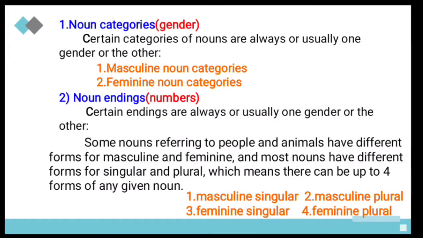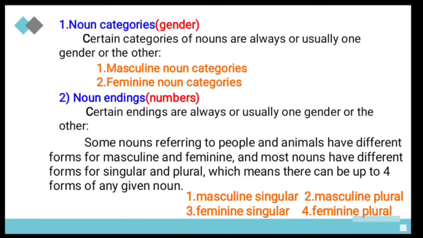And second thing, noun endings. What are the noun endings? They refer to the number. Certain endings are always or usually one gender or the other. So it's like a singular or plural person.